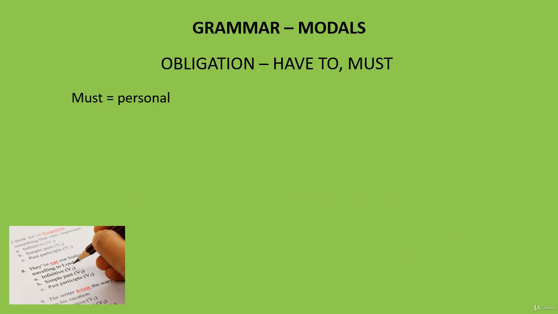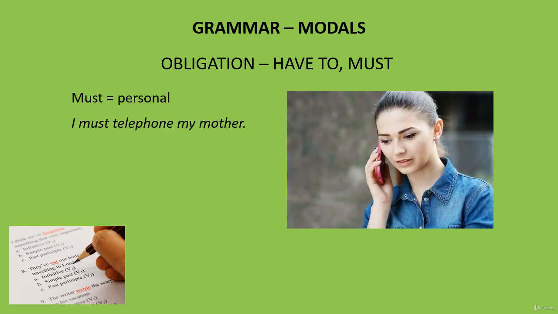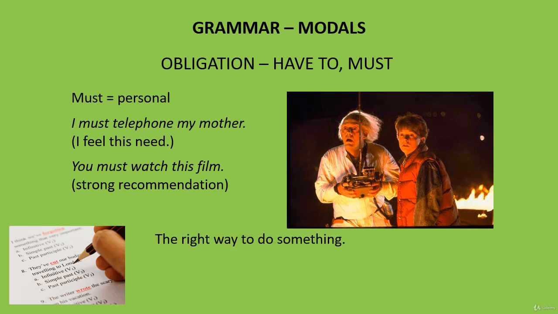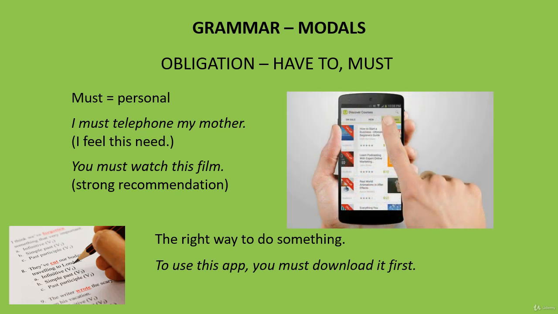As I said, must is personal. For example, I must telephone my mother. It's personal for me. I feel this need. You must watch this film. That's a strong recommendation. We also use must when we are saying the right way to do something. For example, to use this app, you must download it first.